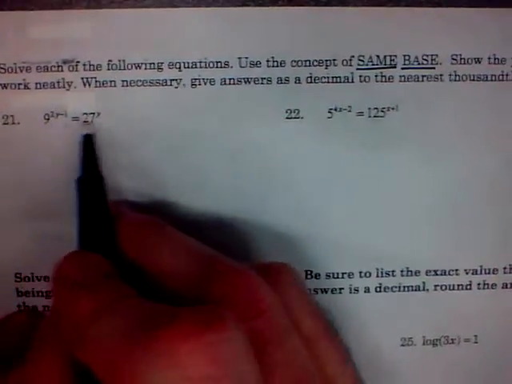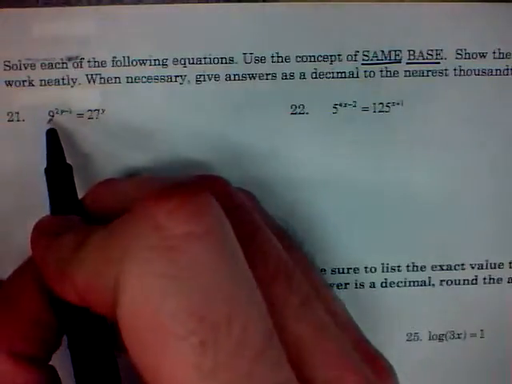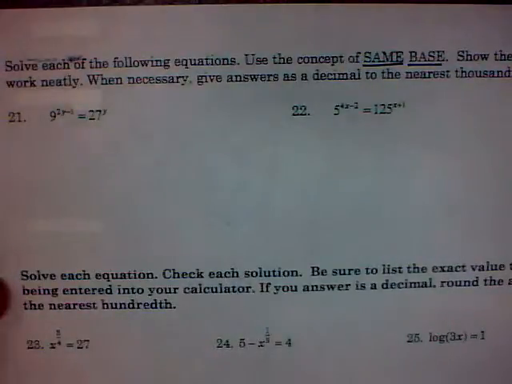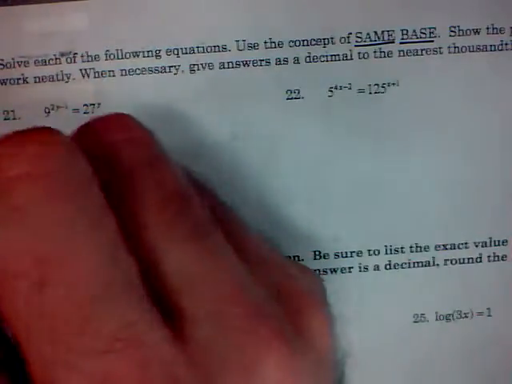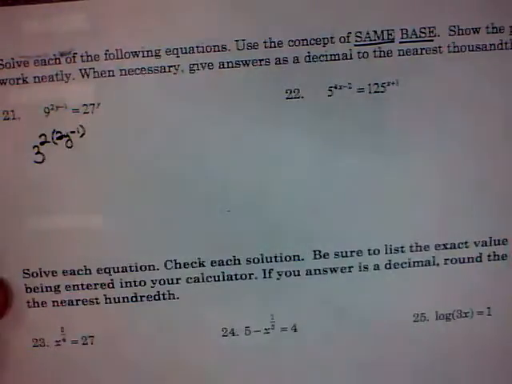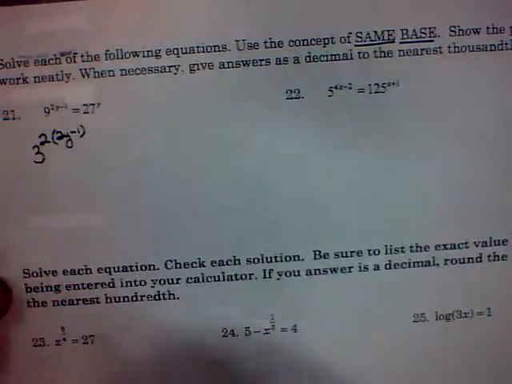So obviously 9 goes into 27, but 27 is not a power of 9. 9 times 9 is 81, which is not a power of 27. However, 3 squared gets you 9, and 3 cubed gets you 27. 3 is the base, which both of those can be generated from. So 9 is 3 squared, but that would then still need to be raised to the power of 2y minus 1, and a power to a power you multiply.